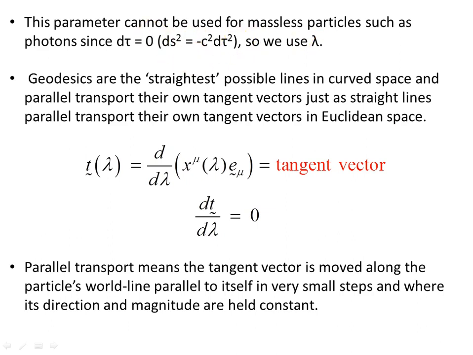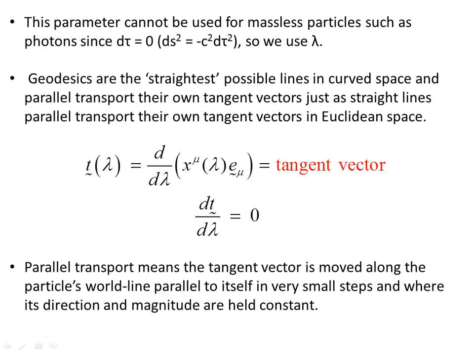Now, geodesics are the straightest possible lines in curved space, and they parallel transport their own tangent vectors, just as straight lines in Euclidean space parallel transport their own tangent vectors. So let's say we have a tangent vector as a function of the affine parameter lambda. We differentiate the position 4-vector with respect to lambda, and that is our tangent vector. The condition for parallel transport, which we'll investigate shortly, is that the total derivative of the tangent vector with respect to the affine parameter lambda is 0.